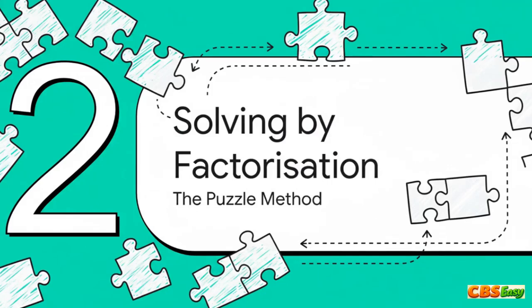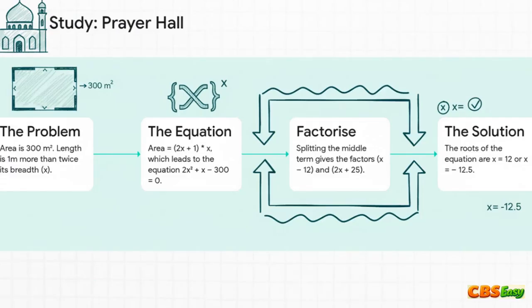All right, on to our first solving technique, factorization. I like to call this the puzzle method, because that's really what it feels like. You're just trying to find 2 pieces that fit together perfectly to crack the equation. Let's put this into practice with a classic word problem.